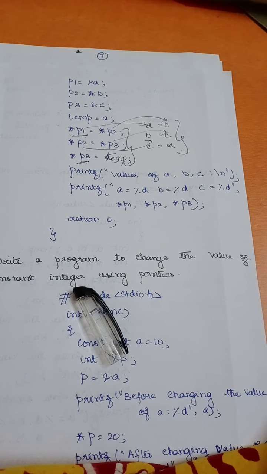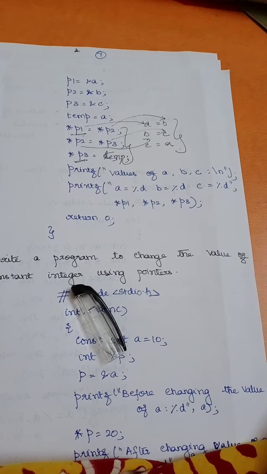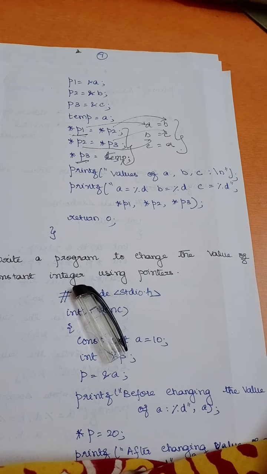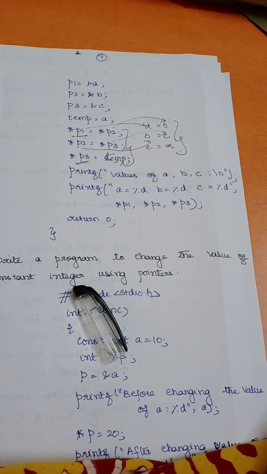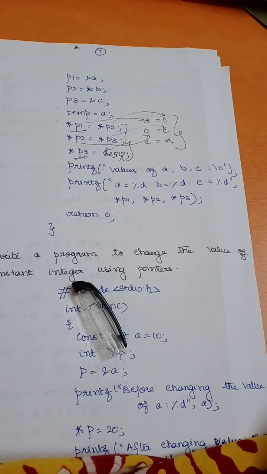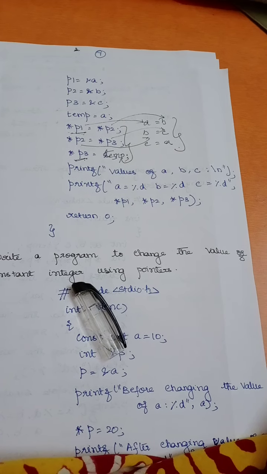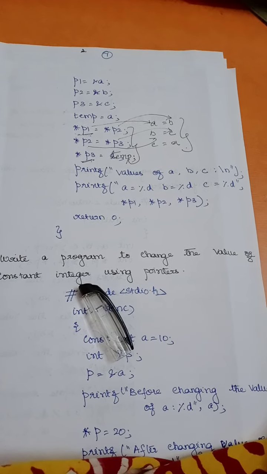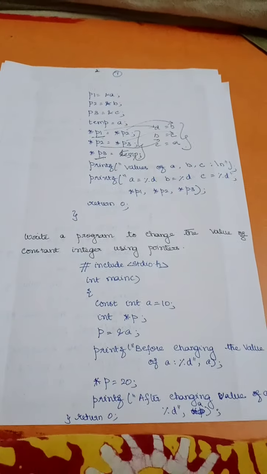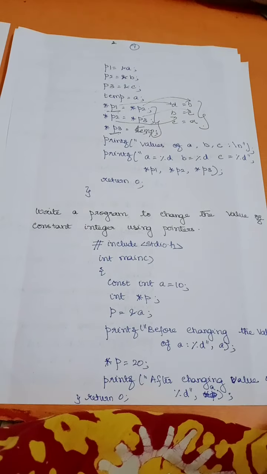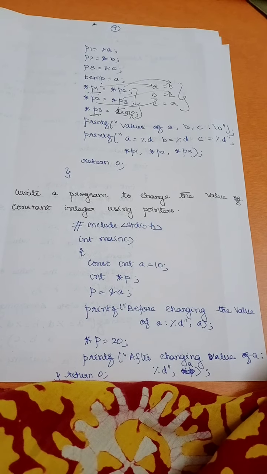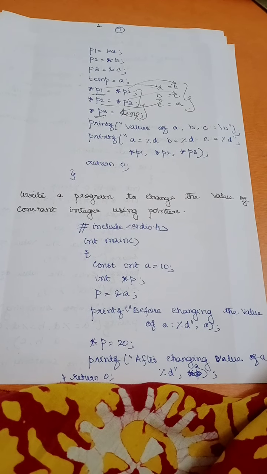And then I am printing the values of A, B and C. Right? So star P1 refers to the value of A. Right? So star P2 refers to the value of B. Instead of writing directly with the help of A and B, we have written using the pointers. Indirectly, we are referring the values of A and B. Right? Now, next program. Write a program to change the value of constant integer using pointers.